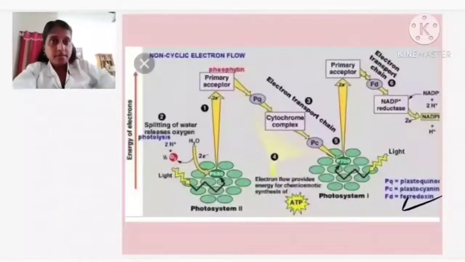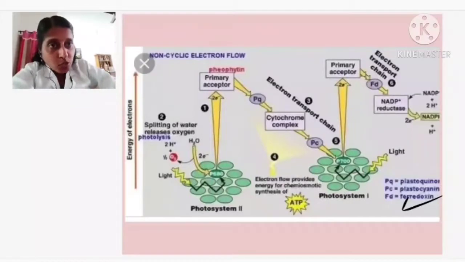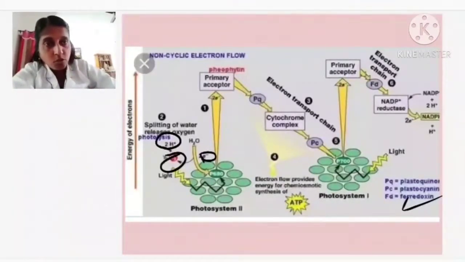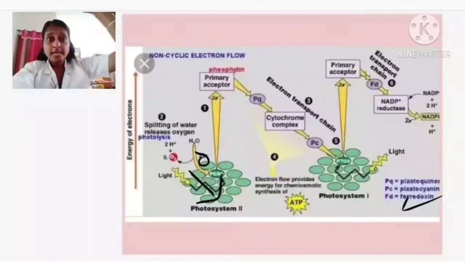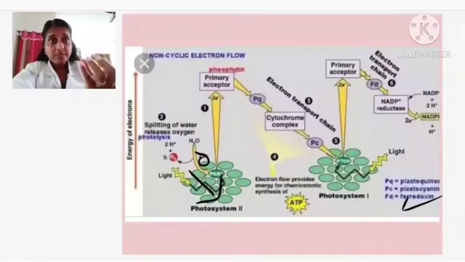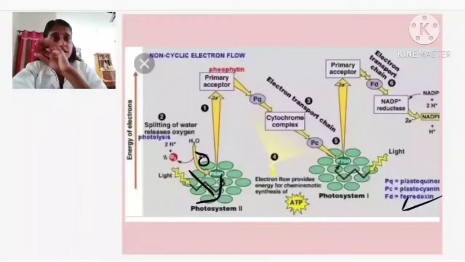These three things are released. One is your electron, second one is your hydrogen, and third one is your oxygen. Now listen, these electrons are taken up by whom? When the water splits, the electrons are taken up by photosystem 2, because there were no electrons there. Electrons got excited, electrons were less, a deficit. So the electron from the water is given to photosystem 2.